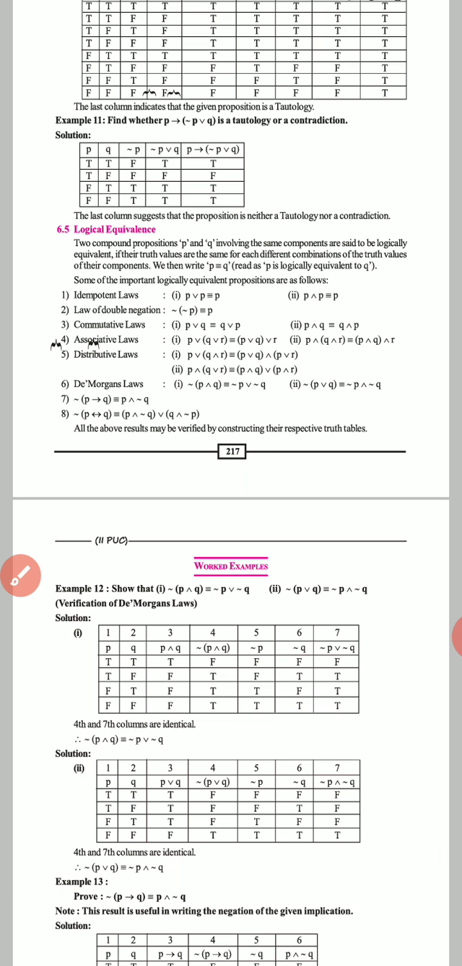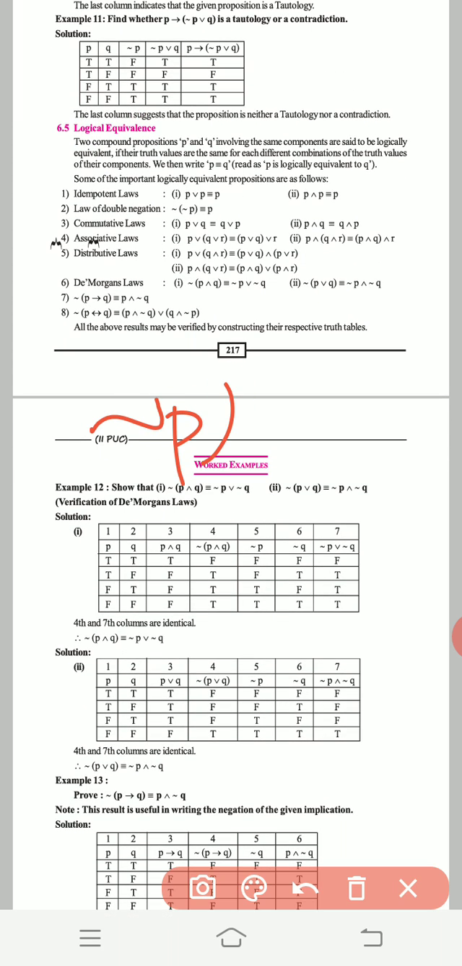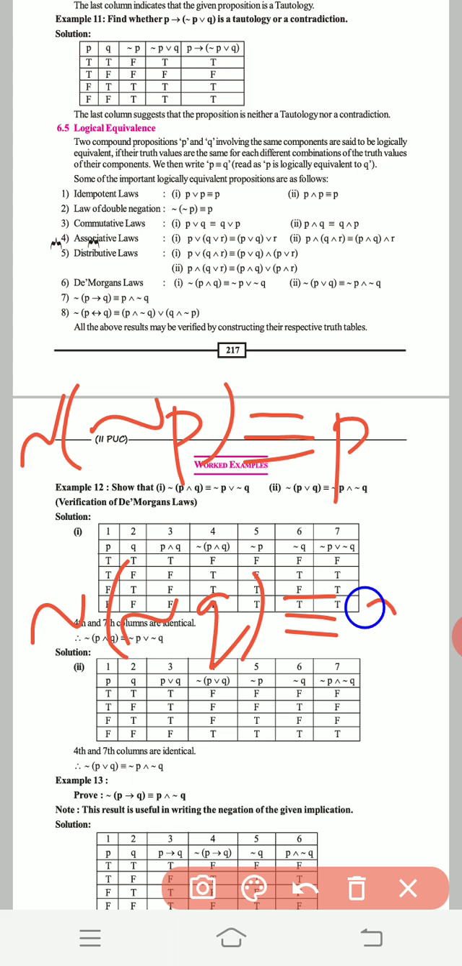Next one, law of double negation. Suppose consider negation P. If you consider it two times, you will get the same. This is called law of double negation. Negation of negation P equal to P. Negation of negation P is logically equivalent to P. Suppose negation of negation Q, which is logically equivalent to Q. This is called law of double negation.